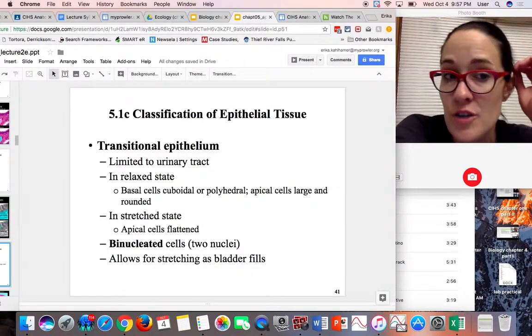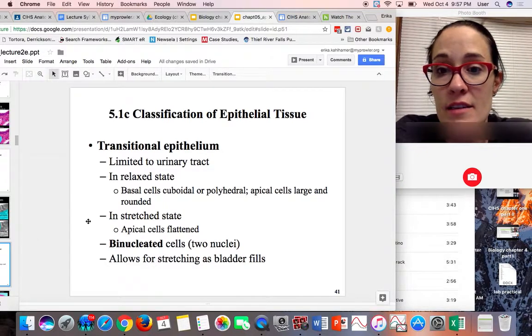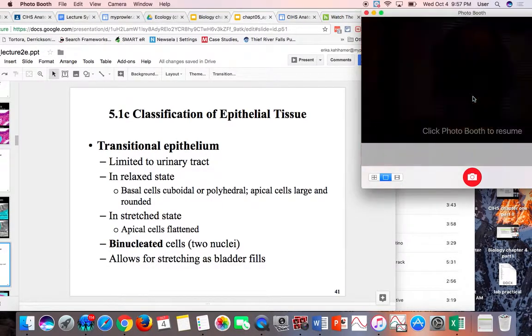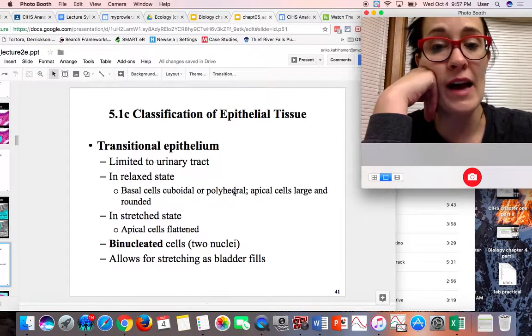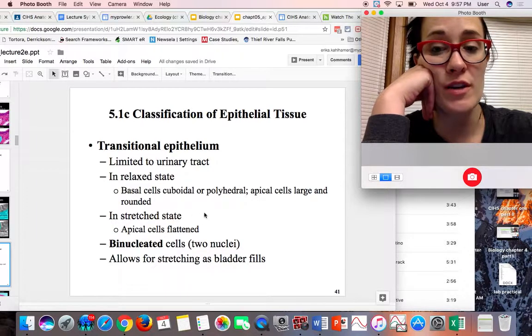Transitional, this is the one that changes from cube-like to flat, just in the urinary tract. When your bladder's not full, it's more relaxed, so the cells are larger and rounder. And when it's full, the cells are more stretched, causing them to be flat.